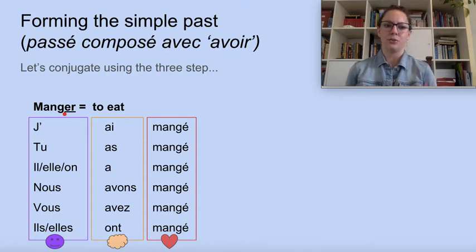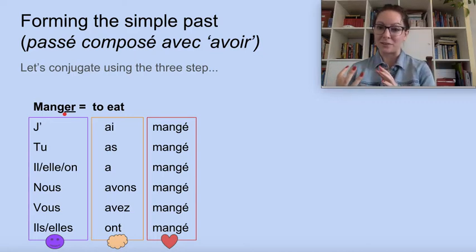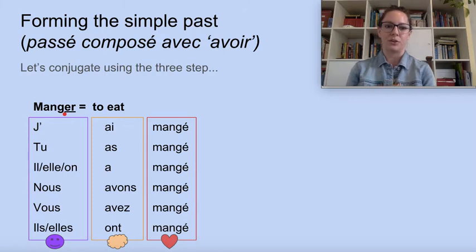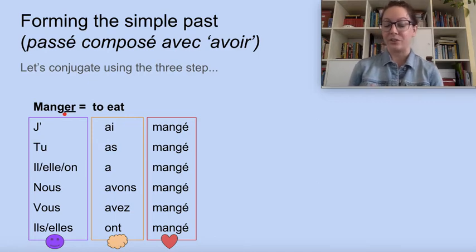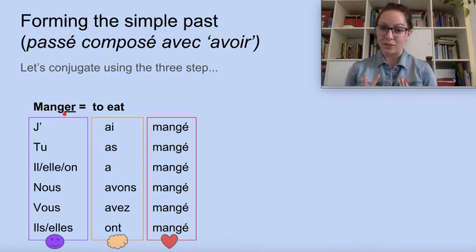So depending on who's doing the action, well, I'm going to have to change my auxiliary to match that. And it's all using avoir, remember, in this case. Because my action has stayed the same, I've changed the person, the subject pronoun, but I haven't changed what they're doing or what they did, manger. So that's not going to change yet.